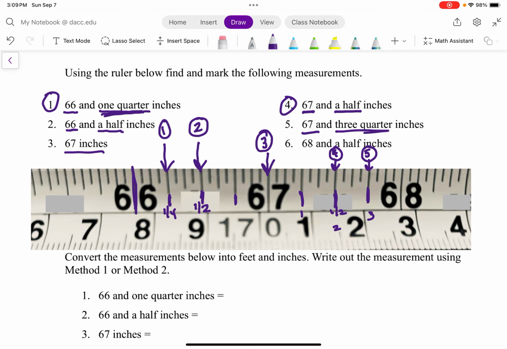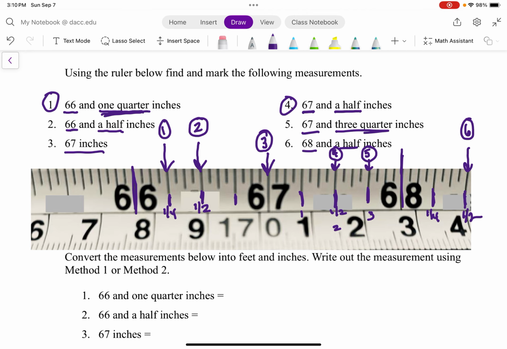And then the last one, number 6, 68.5. Well, here's 68. Let's mark the big long lines. Oh, looks like our ruler ends there, but that's the first line, which would be a quarter. Second line would be a half. So 68.5 is right here at the very end, number 6.